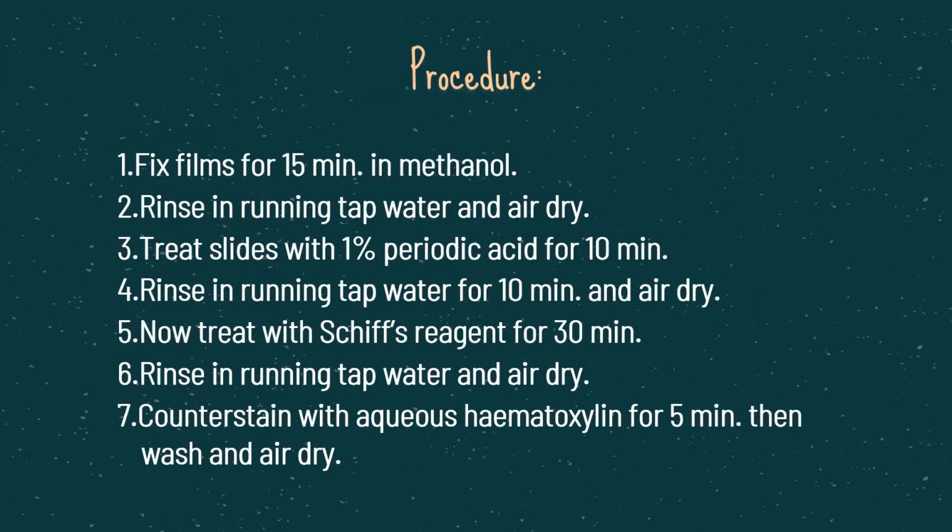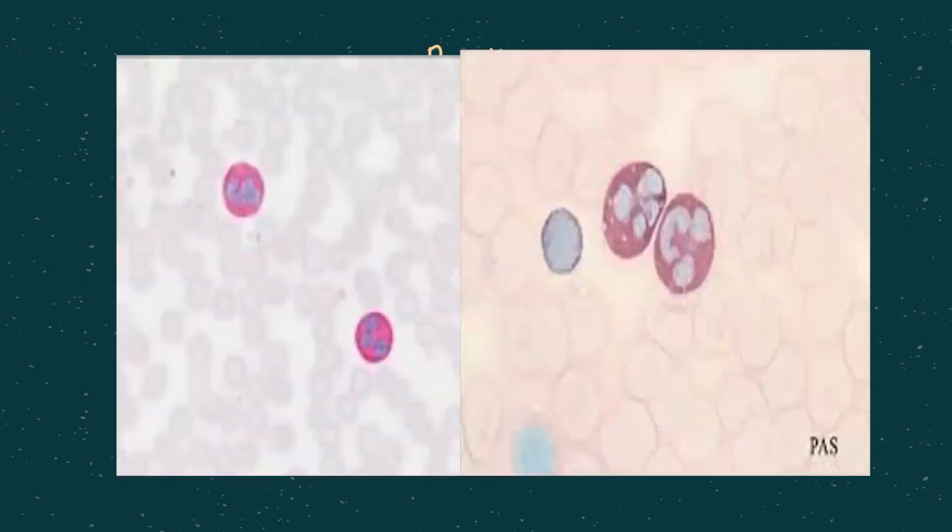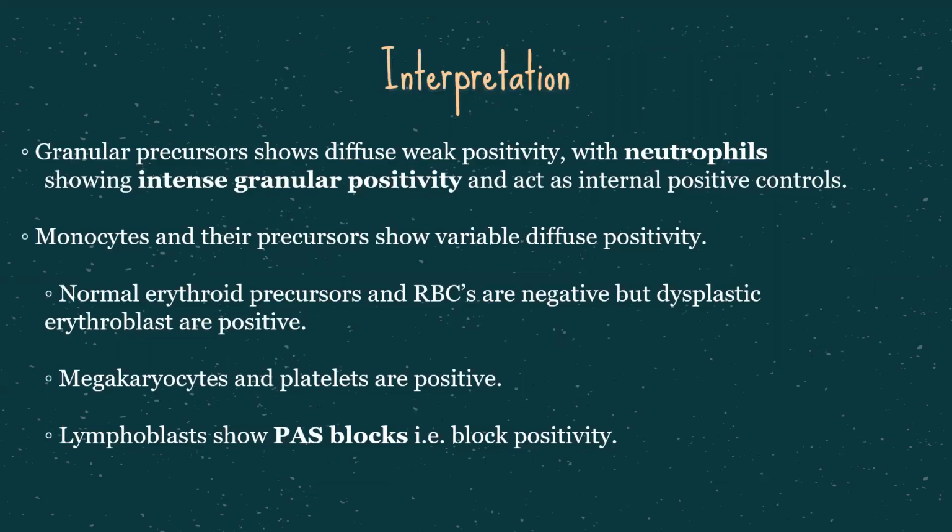Okay, so here's the procedure. Results natin for this one. Reaction product is red, the positive reaction natin. Okay, so from intensity ranging from pink to bright red. Okay, and it may be diffuse or granular in presentation. Okay, so that's the example.